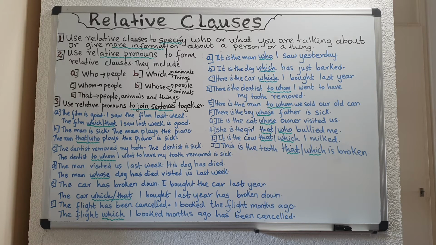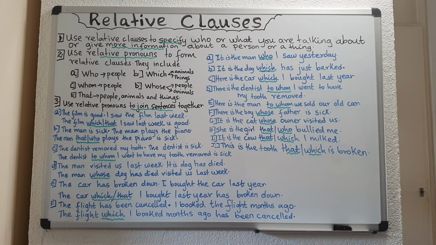And finally, we have the relative pronoun that. We use this pronoun to give extra details, or when we want to be very specific about what person or which people, which animal, and what thing we are talking about. So very briefly, we have 5 different relative pronouns: who, which, whom, whose, and that. And we use each relative pronoun for a specific group.